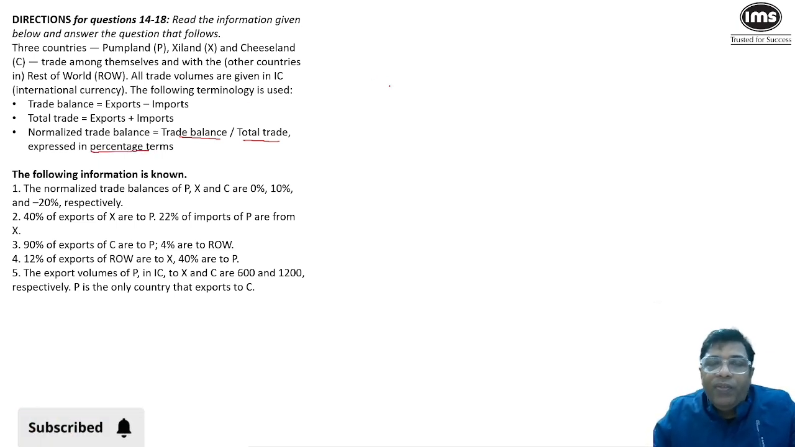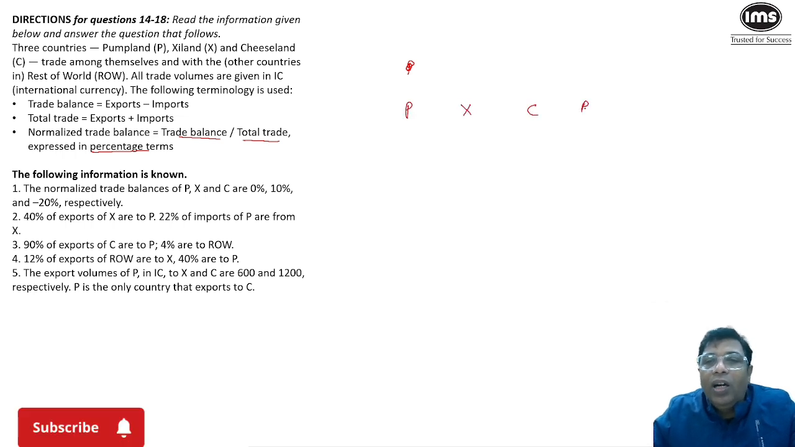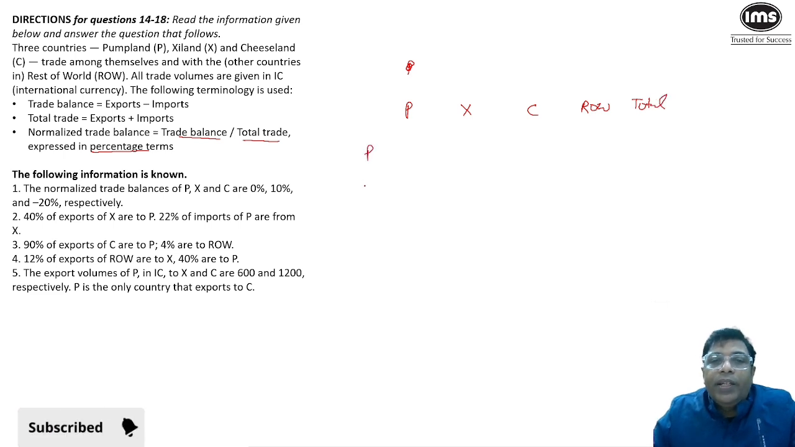So first let me simplify. We have to figure out the best way to represent this whole data. So I can write all the countries row wise, that is P, X and C, ROW, and in the last I'll write total. Similarly, I write column wise also P, X, C, ROW and total.